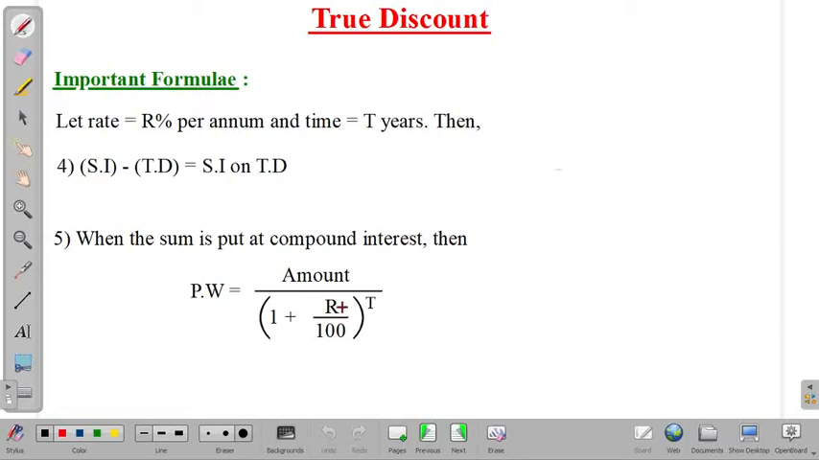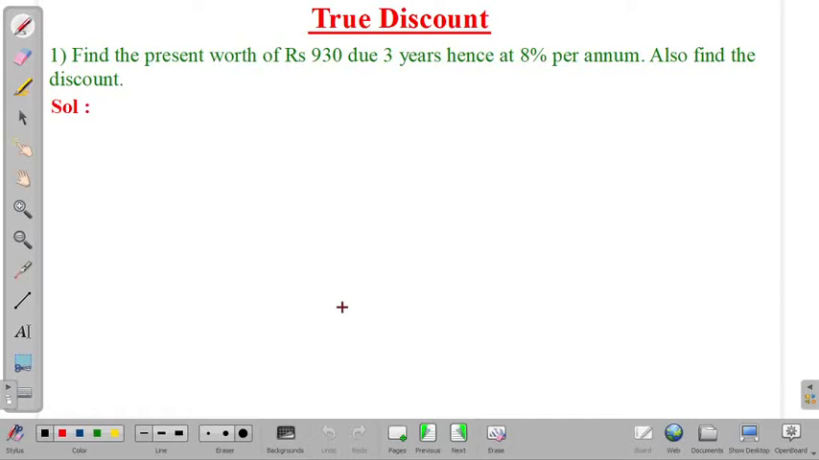Okay friends. Now we will discuss some problems based on our discussion. So here you can see what is given: we have to find the present worth of rupees 930 due, means amount is given as 930 rupees 3 years hence, means time due is 3 years and rate of interest is given as 8% per annum. We have to also find the true discount.